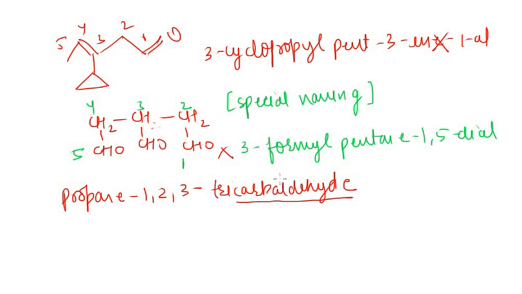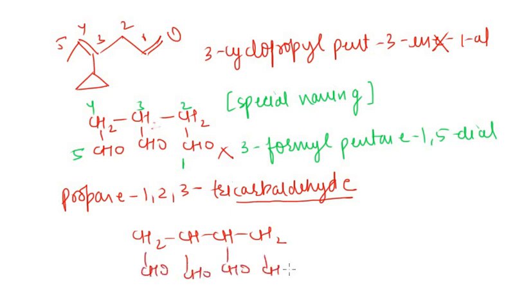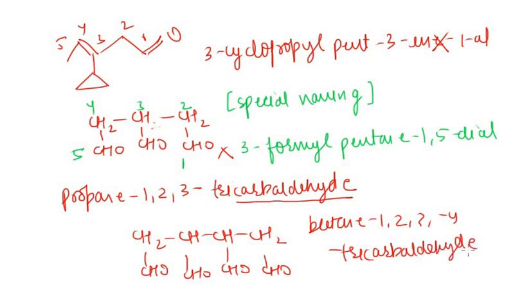So where else we could use this name? Like if we have CH, CH2, CH2, and all we have CHO. Remember, it must be symmetrical. Now we will be also naming it as butane 1, 2, 3, 4 tricarbaldehyde. We will be naming it as 1, 2, 3, 4 tricarbaldehyde.